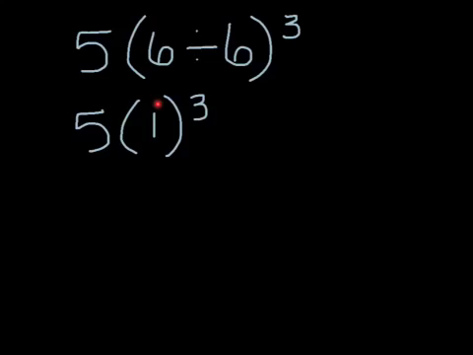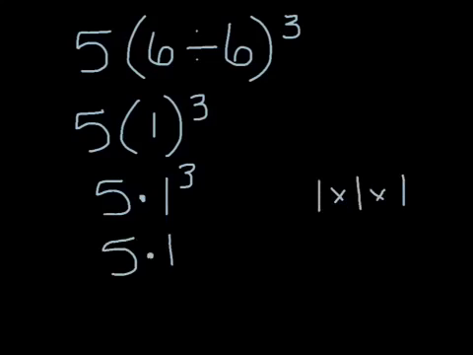But I'm going to go ahead and rewrite that as 5 times 1 to the third power, because the third power goes with that 1. Now, what is 1 to the third power? Well, what is 1 times 1 times 1? Right. 5 times 1, and the answer is 5. How did you do that time?